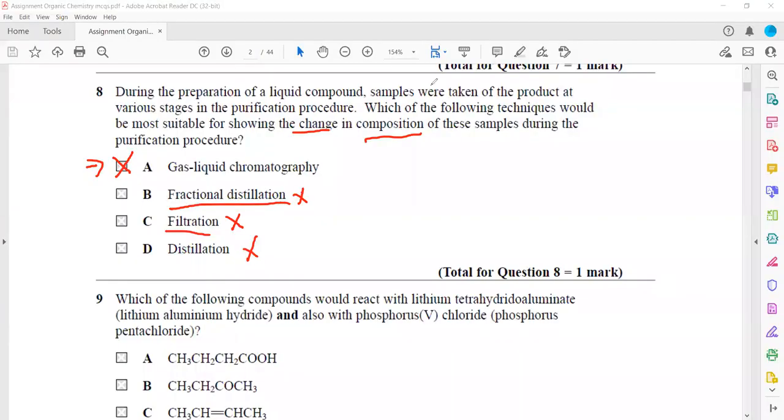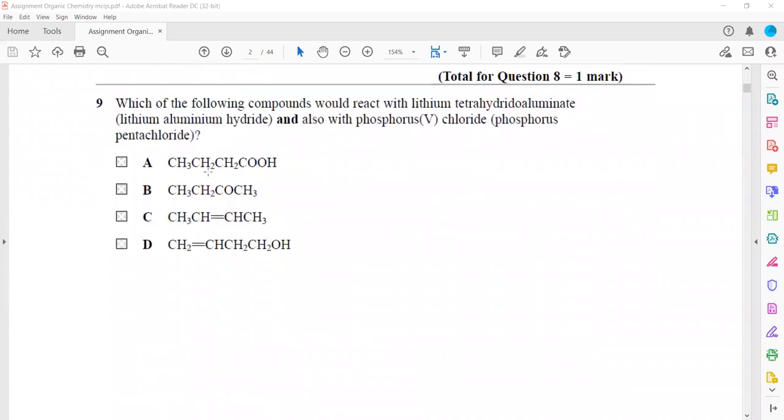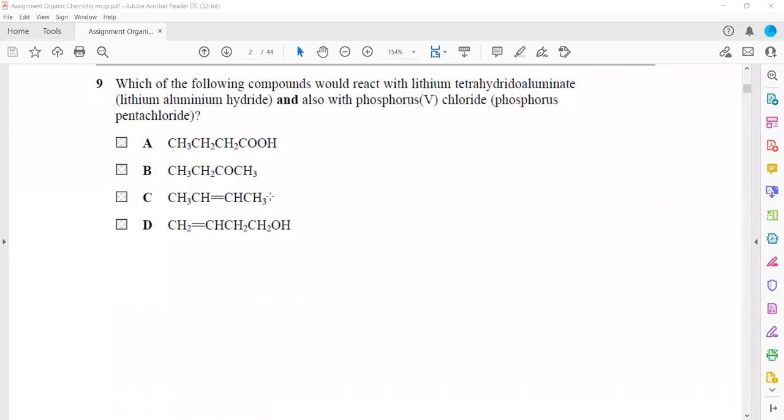Then another question. Which of the following compounds would react with lithium tetrahydridoaluminate and also with phosphorus pentachloride, PCl5? Basically, lithium tetrahydridoaluminate is a reducing agent, so it can reduce the substance, and PCl5 is a test for the presence of OH. If anything has an OH, it will give a positive result with PCl5. So it can be an alcohol, it can be a carboxylic acid.